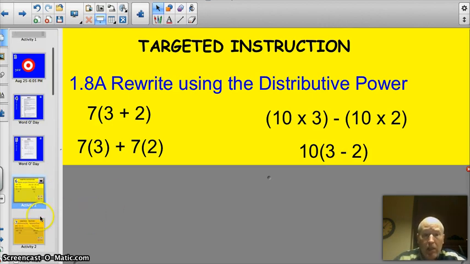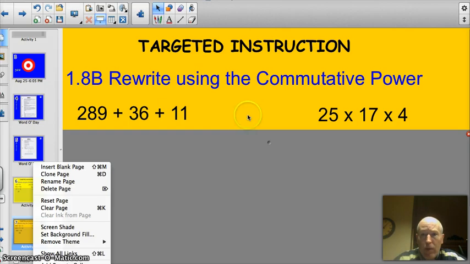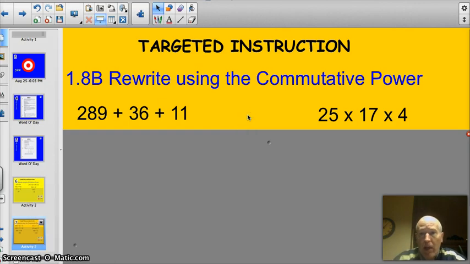The next target is 8.1b. Rewriting using the commutative power. Think of Mrs. Carruthers commuting back and forth to Valley Middle School. Go ahead and pause the video and try rewriting these two expressions. All right, to commute means to move back and forth. And in this, the commutative power allows us to move a number around in the number sentence as long as they're all addition, like in this example, or all multiplication in this example.